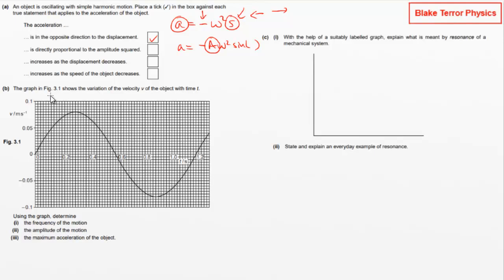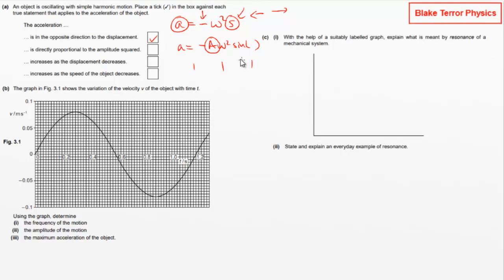And does the acceleration increase as the speed of the object decreases? Yes, it does, because we're getting maximum acceleration at the amplitudes and we're getting maximum velocity at the equilibrium point.